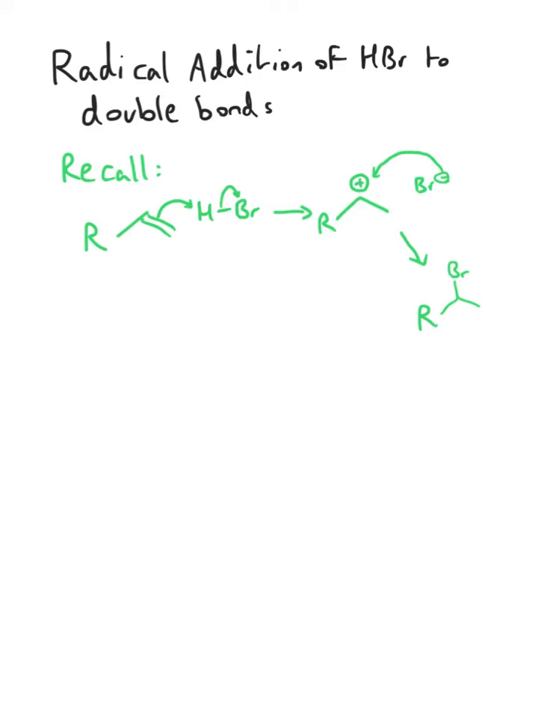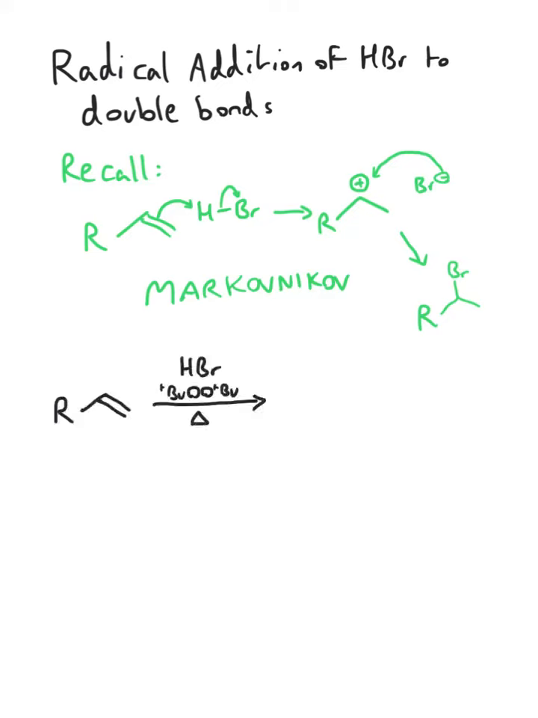We refer to this as Markovnikov addition as it followed the Markovnikov rule, which stated that the nucleophile will add to the more substituted position. Well, turns out that if you do the same reaction in the presence of a radical initiator, implying a radical mechanism, it follows anti-Markovnikov addition, where the bromide adds to the less substituted position. If we delve into the mechanism, it all makes sense.